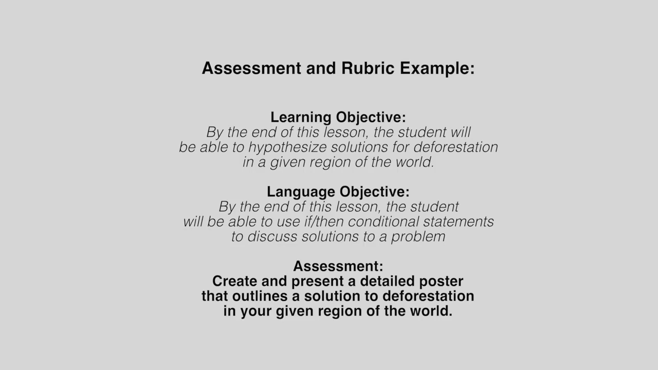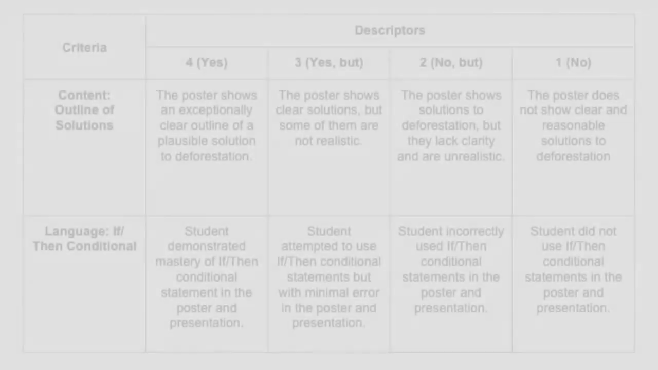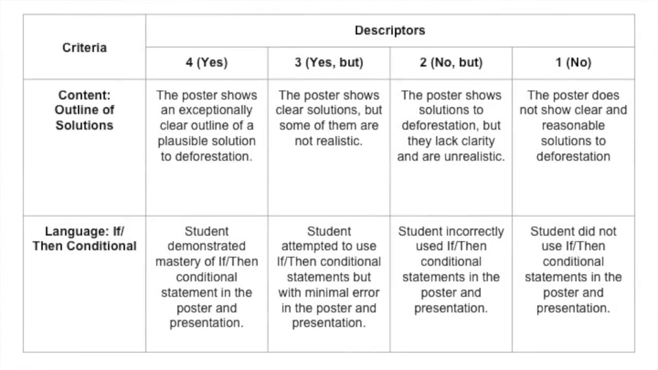In order to measure these outcomes, we have an assessment that is for the student to create and present a detailed poster that outlines a solution for deforestation in your given region of the world. Here is an example rubric to use alongside this assessment for evaluation purposes. We can see here that each of our objectives, the learning and language objective, become a criteria on our rubric.